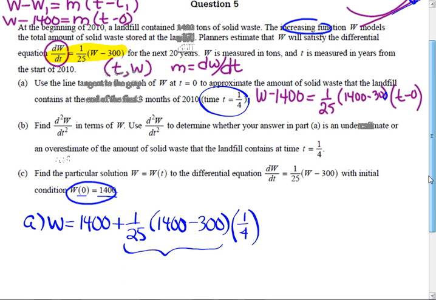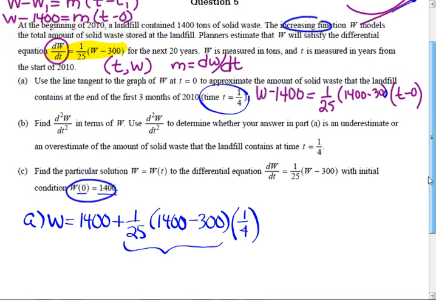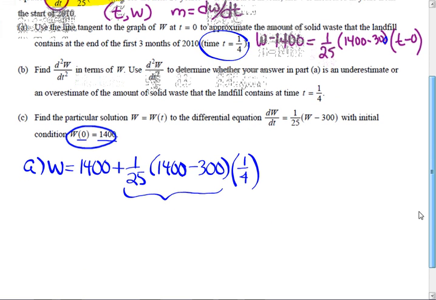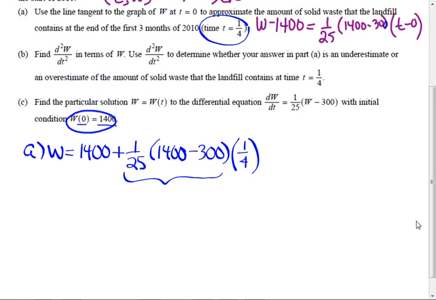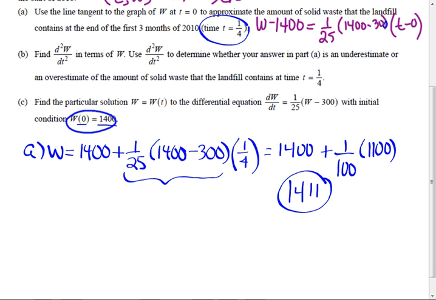You could have a simpler equation, but that's a good enough answer. I'm done. Because if I simplify it wrong, I get my points taken back. Yes, you may do that, but what if you do it wrong? What's 1/4 times 1/25? That's 1/100 of 1,100. So it's 1,411. And we said it was increasing, right? The waste is increasing, therefore it should have more waste. That's A. But do you have to do all that work? No, this answer will do it for you.